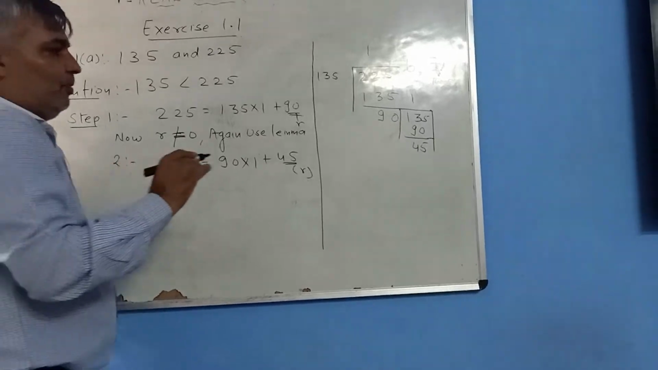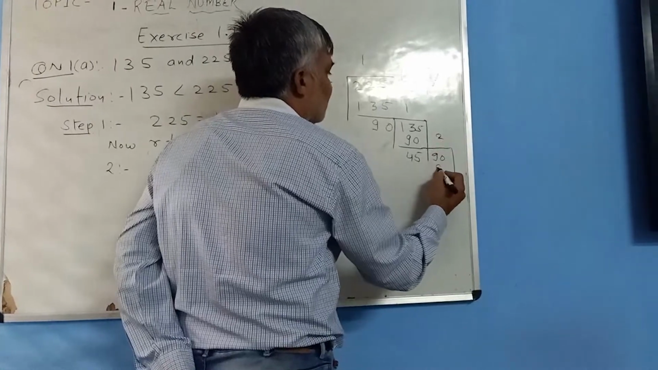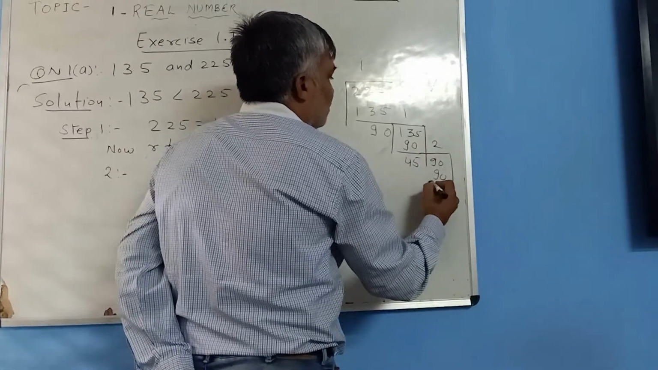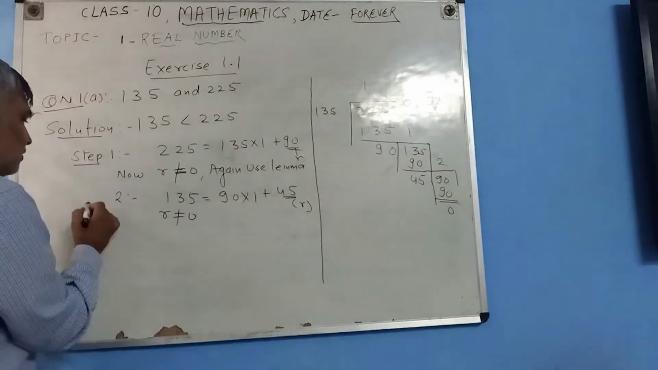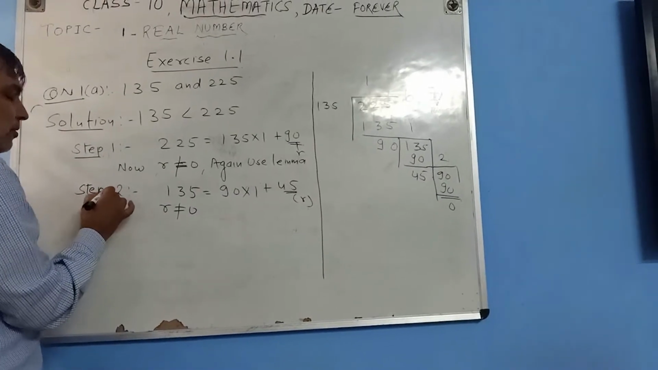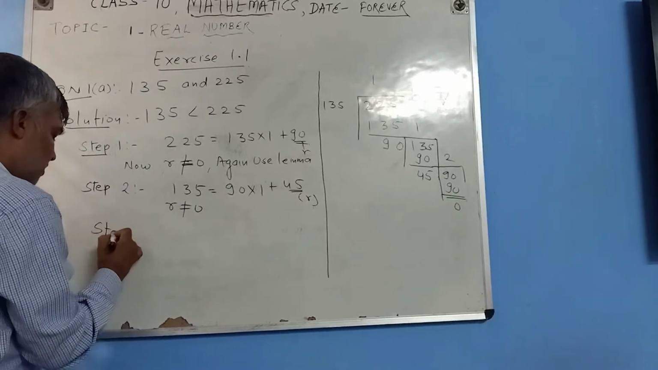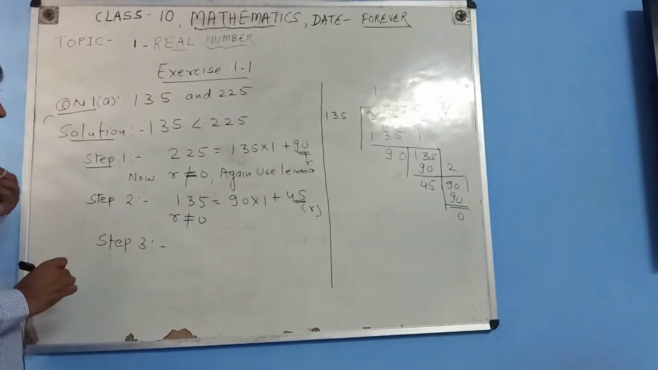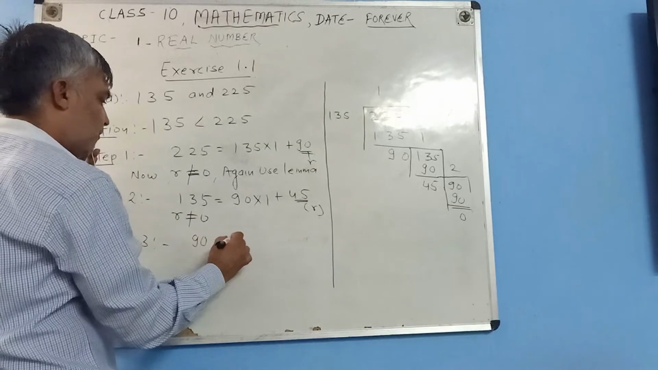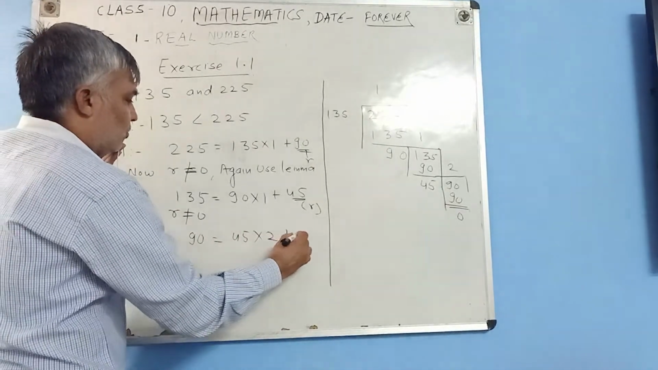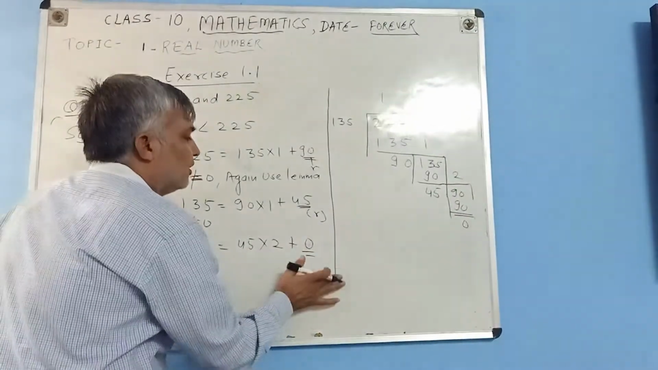Therefore we again divide 90 by 45, 2 times 45, 0. Now step third: 90 equals 45 into 2 plus 0. Now this is our remainder.